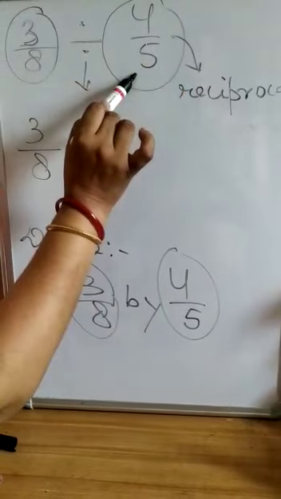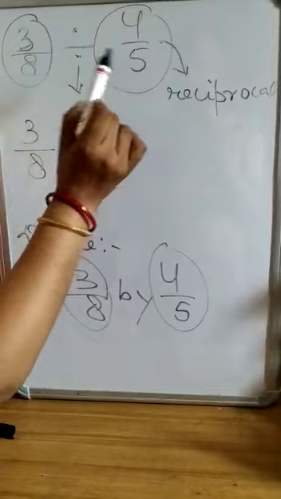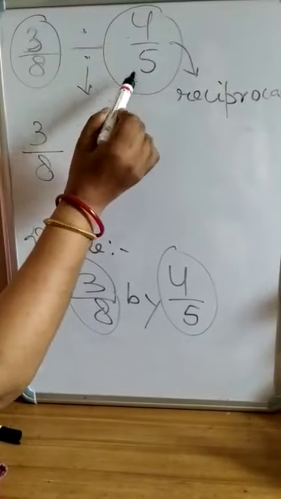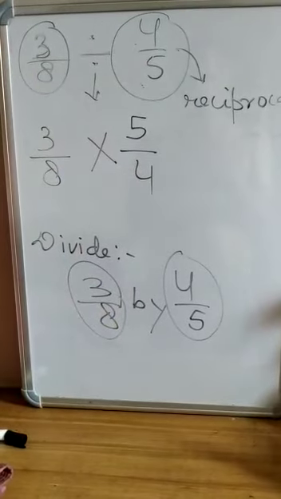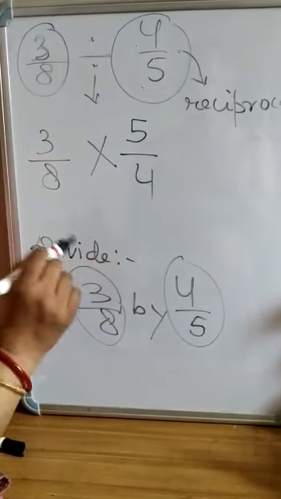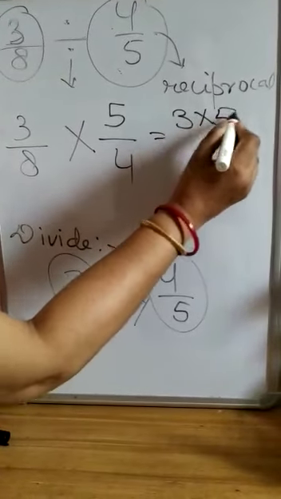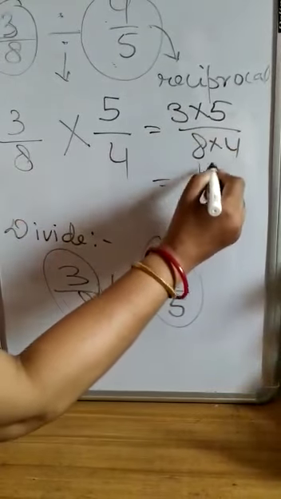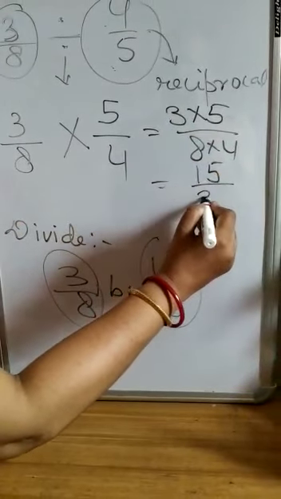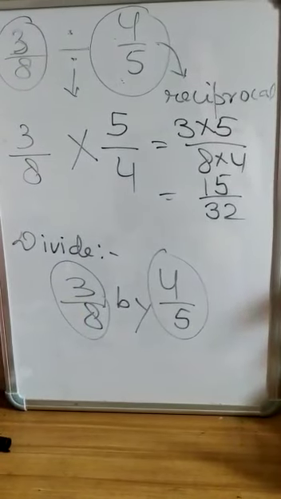So reciprocal of this divisor we have to write down, and divisor is 4 by 5. So reciprocal of 4 by 5 is 5 by 4. Correct? 5 by 4. So now we will multiply 3 with 5 and then 8 with 4. Which equals, 5 3s are 15 and 8 4s are 32. So answer is 15 by 32.